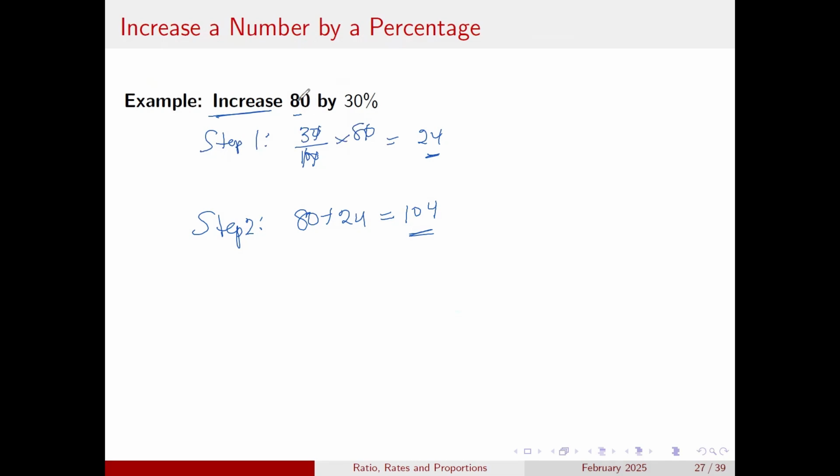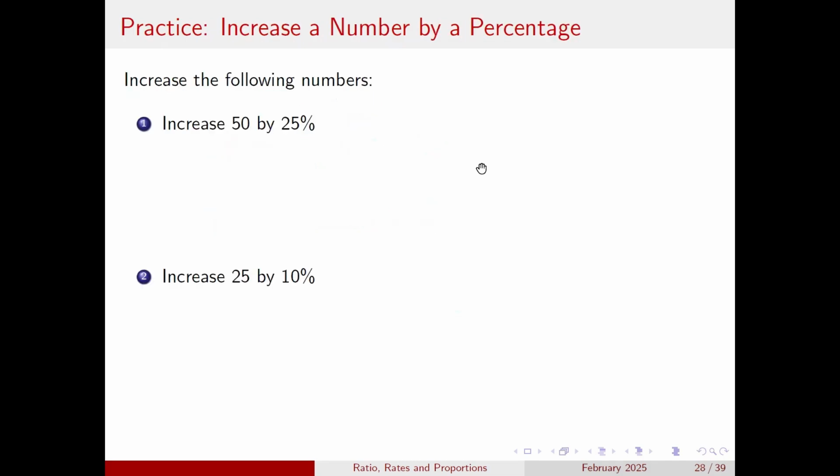30% of this same value, 80. Now, increase a number by percentage. Let's practice with these two examples.